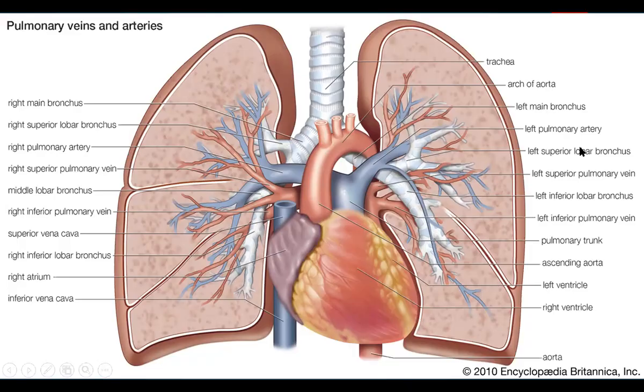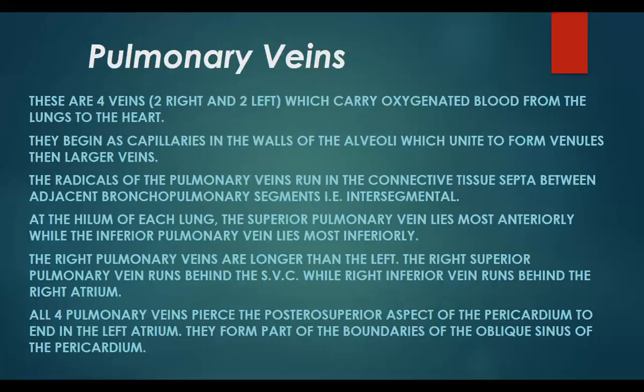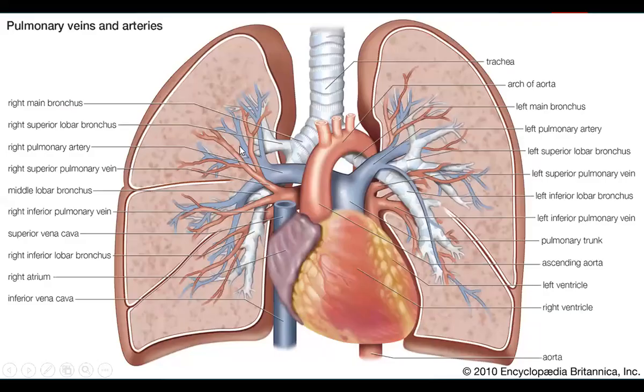So these are the only veins in the body which will be carrying the oxygenated blood from the lungs to the heart. They begin as capillaries in the wall of the alveoli, which unite to form the venules, then large veins. So they begin in the capillaries in the alveoli. These alveoli will be present in the lung, where the actual exchange of gases will take place.